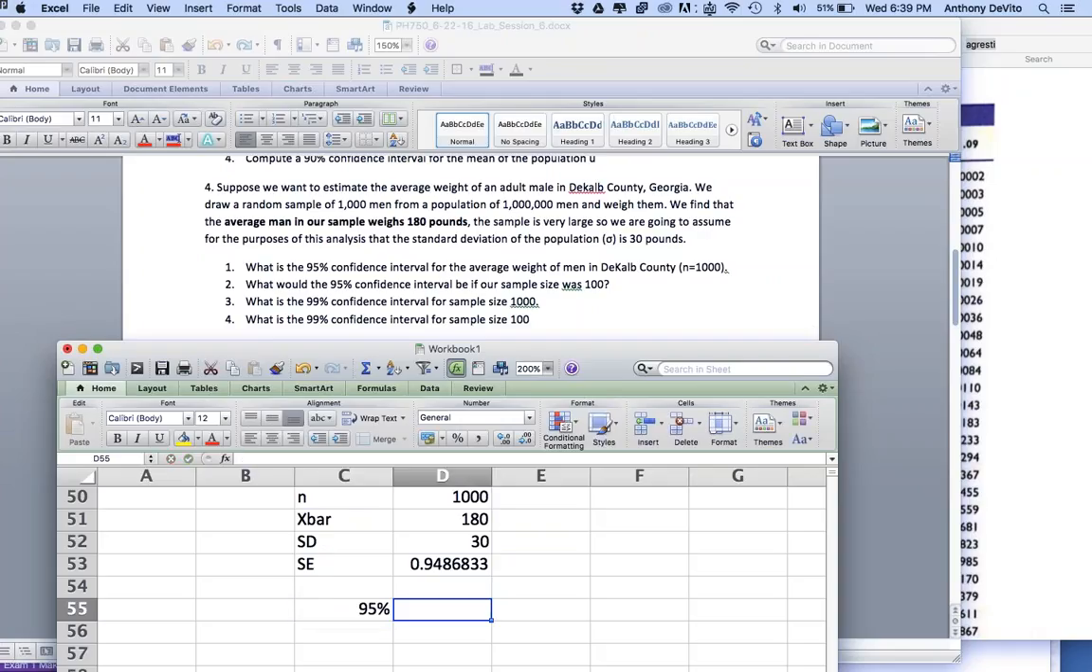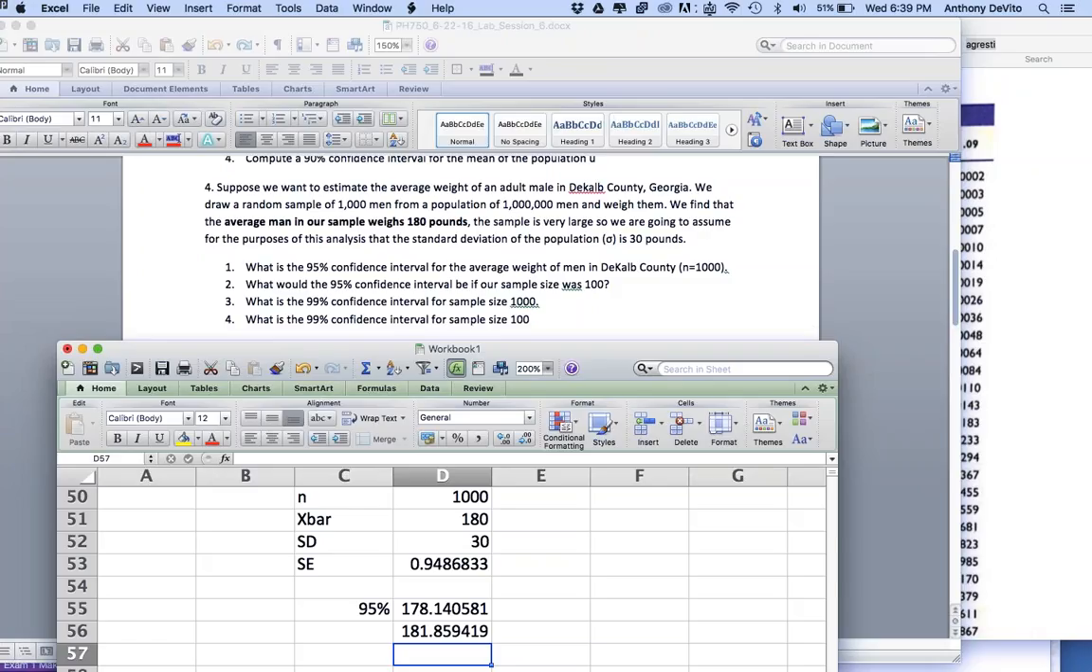The lower limit of our confidence interval is going to be equal to the mean from our sample minus 1.96 times our standard error. It's going to be equal to 178.14. And the upper limit is going to be equal to X bar plus 1.96 times our standard error.